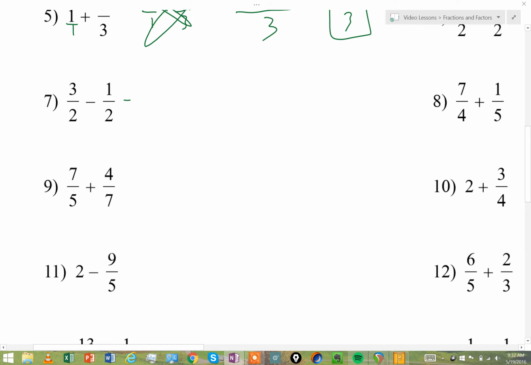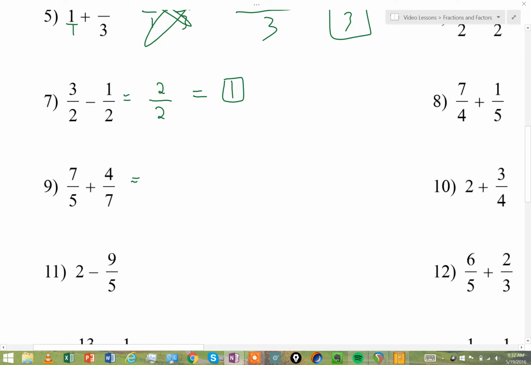So next example here, this time you notice that we have a common denominator. So what we do in this case is we maintain the same denominator, and we just subtract the numerators. So then we could, of course, reduce, and the answer will be 1 for that.